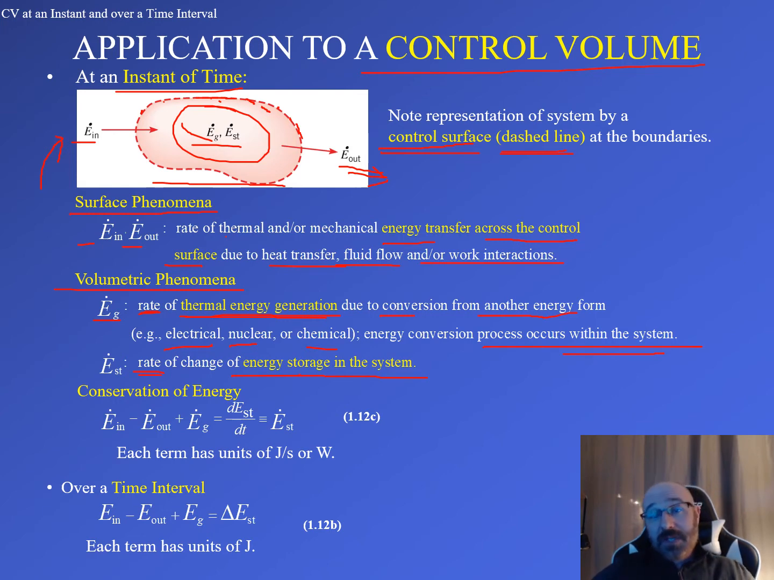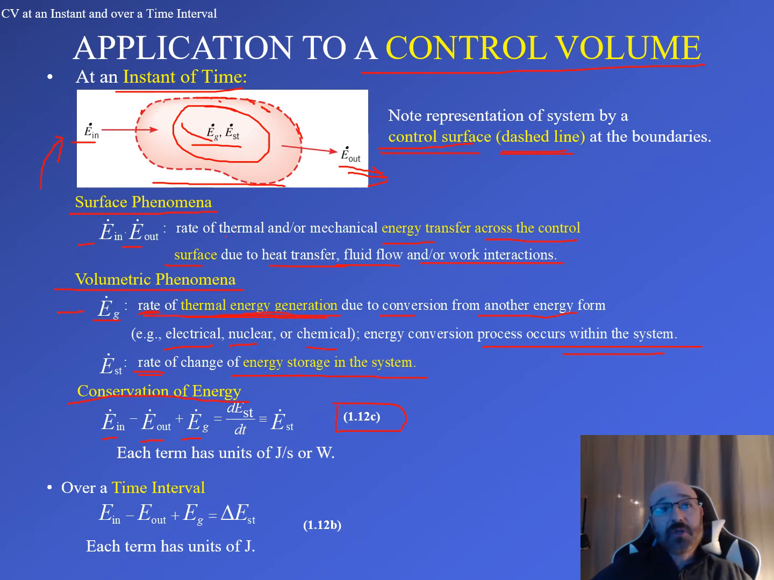So now within this section, we're talking about the conservation of energy, the fact that energy needs to be conserved here. So we relate back to our textbook equation 1.12c, and we can see here we have our E dot in minus our E dot out plus our E dot G right there. So again, E sub G dot right here is my rate of thermal energy generation.